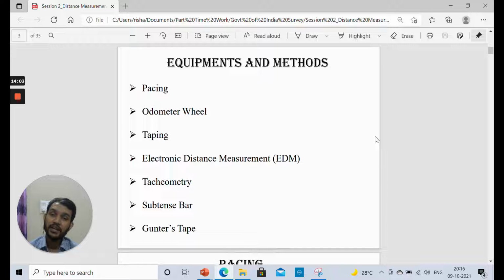Third one is the taping method. Taping, as we have all discussed up till now, is just by using steel, invar, or you can say cloth or fabric tape, we can just measure the distances. Tapes generally come in different measurements. So we should know which measurement tape we are using, what is the least count of that tape which we are using, and we can easily measure the distance between those two points. We will be discussing all these things in detail once we move forward.